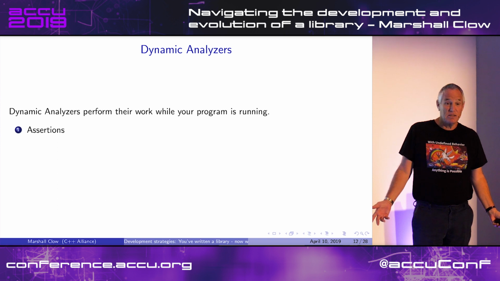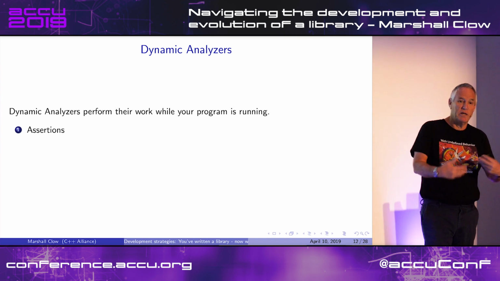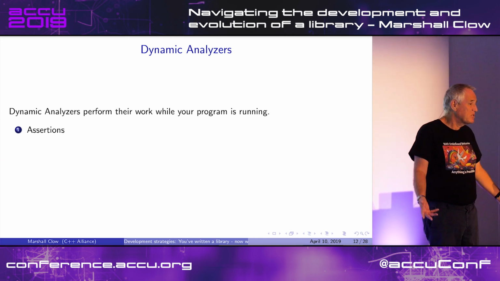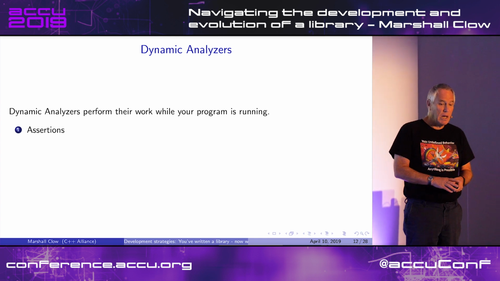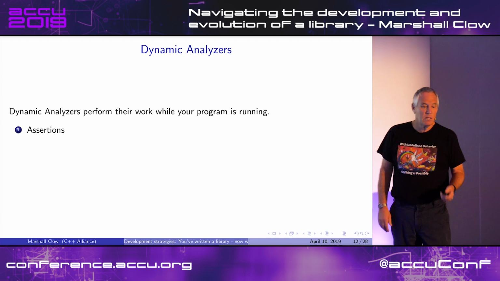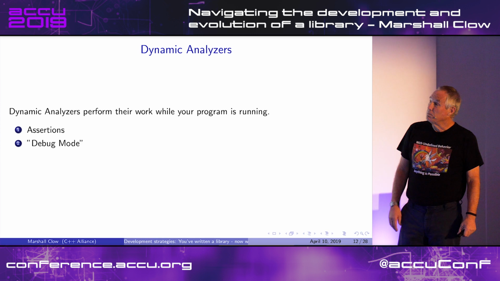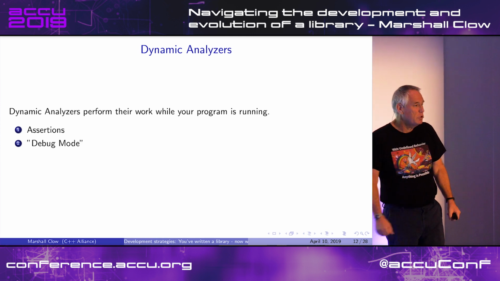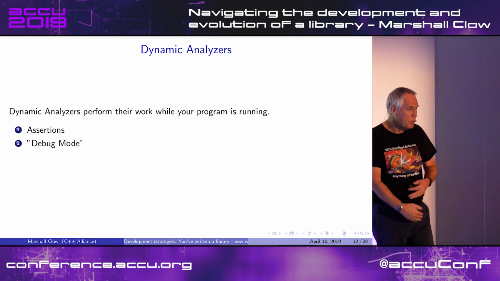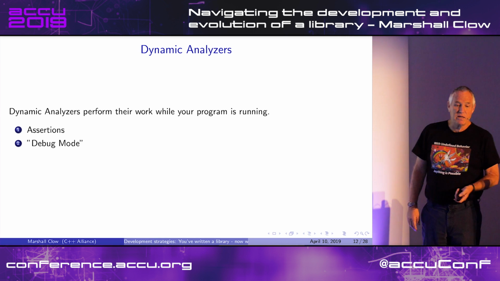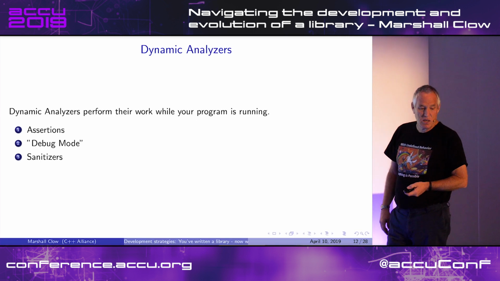And if it's not, and you're running a debug build, you get a message on your console and your program dies. That's a very simple example of dynamic analysis. Many programs, many libraries have what they call a debug mode, where you turn this on and you get a bunch of extra checking and reporting at runtime. That's also an example of dynamic analysis.